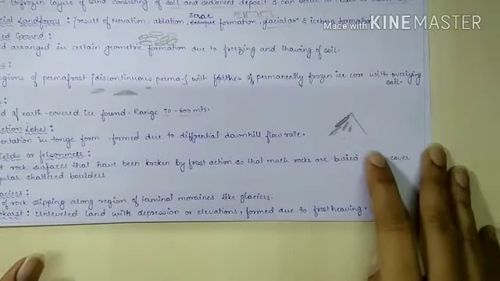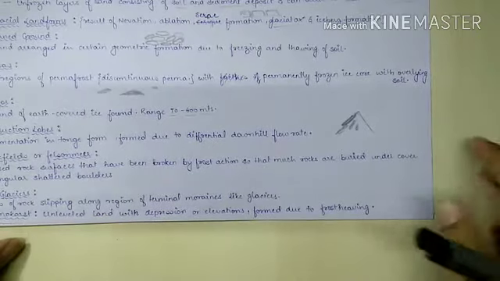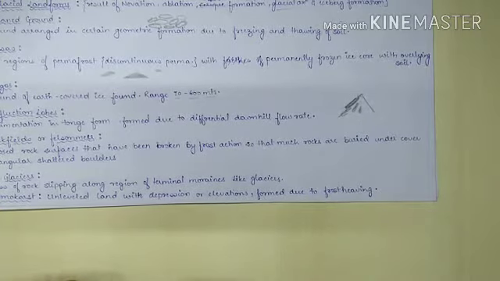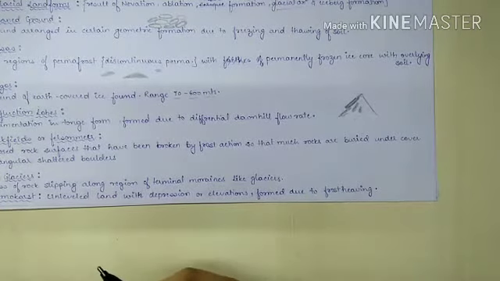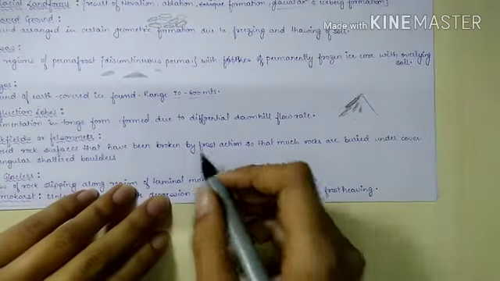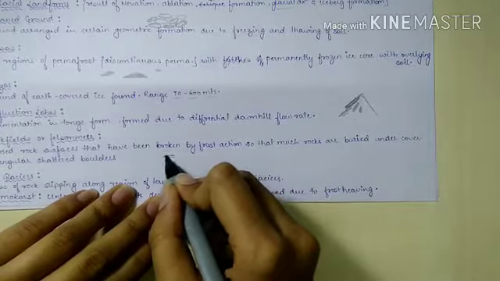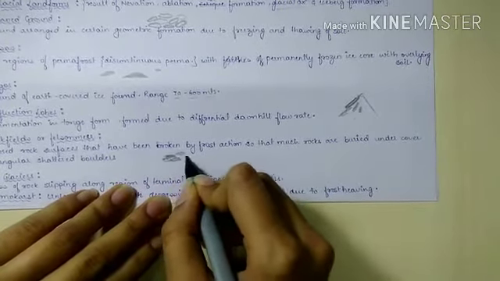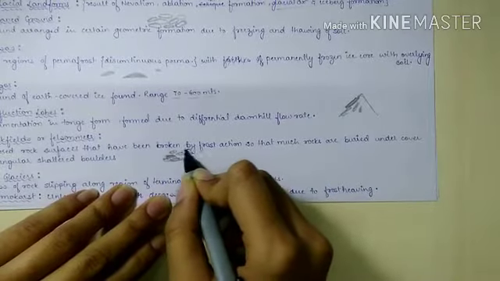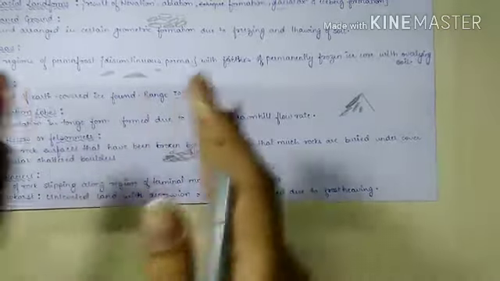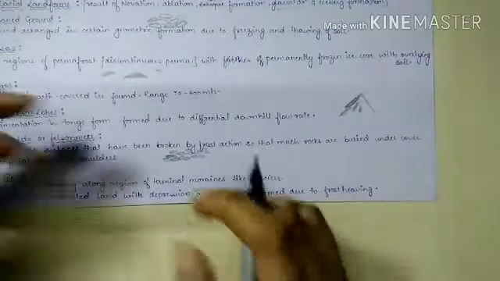Next we have felsenmeer or block fields. They are exposed rock surfaces that have been broken by frost action, so that the rocks are buried under a cover of angular shattered boulders. They are like a rocky pathway, you can say. We have broken rock pieces arranged all over.